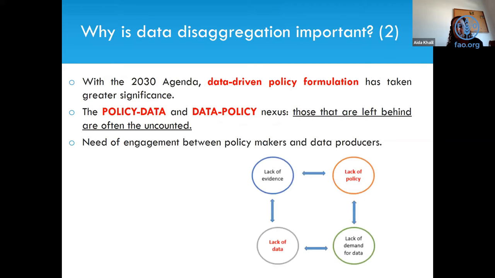In addition, with the SDG monitoring framework, the importance of formulating data-driven policies took on greater significance. The real problem is that very often those that are left behind, the more vulnerable populations, for example migrants or indigenous people, are often those for which we have less information. So very often we have a vicious circle: policies are not formulated for specific target populations because data are not available, but the demand for data arises only when some policy needs to be formulated. So in the end, there is always a lack of data on the populations for which we would need to develop policies.